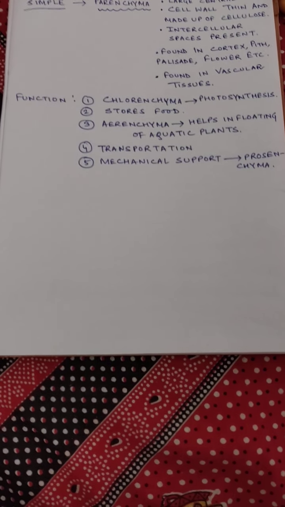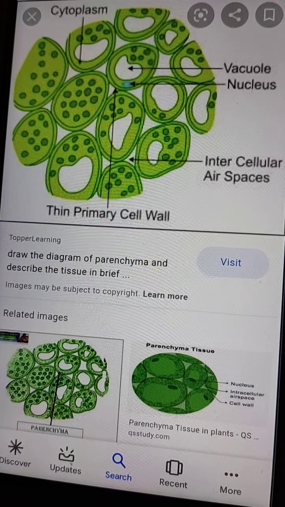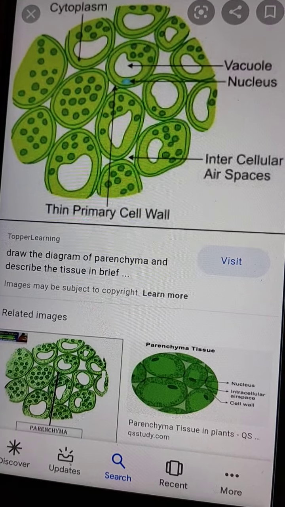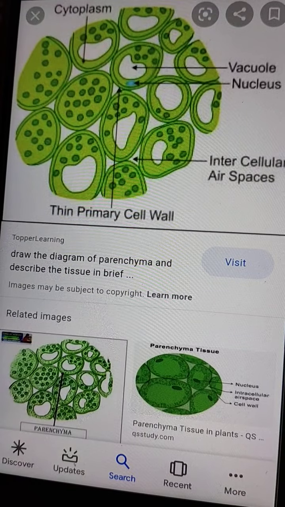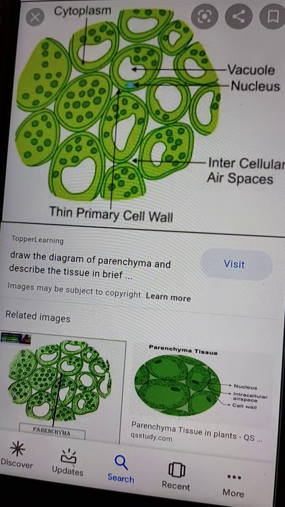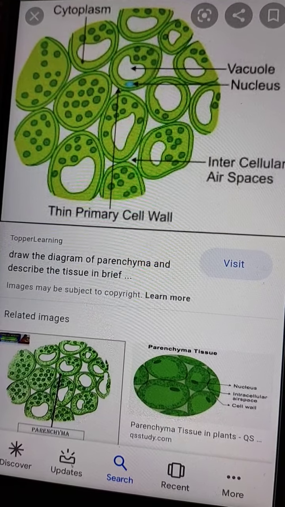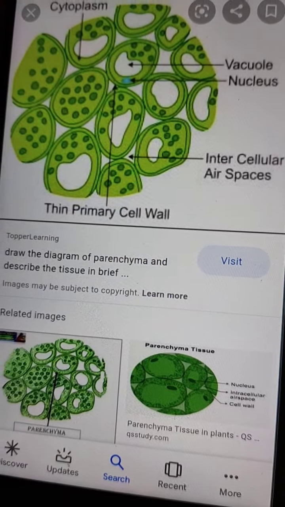And now I'll show you a picture of parenchyma. See, this is the structure of a parenchyma tissue. We can see very large vacuoles, very prominent nucleus, and intercellular spaces in between, and you can also see very thin primary cell walls. So this is the basic structure of a parenchyma tissue.